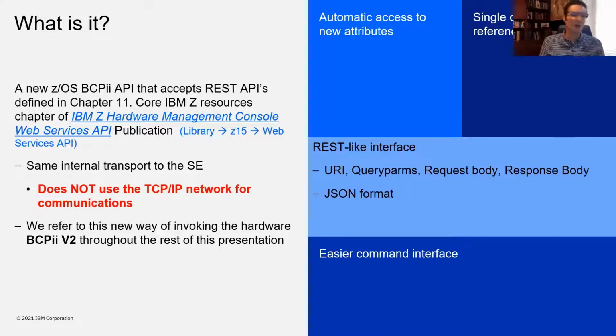And now there's also a REST-like interface. This interface is more intuitive to folks that are used to doing REST. You don't have to learn a whole new methodology of how you program BCPii. You're going to be able to use the same interfaces that you're used to using in many other applications, because you're going to be using a REST-like interface. There's going to be a URI that you specify, query params, a request body, and a response body. The data is going to be coming back in JSON format, and much more. So the bottom line here is that you're going to have additional flexibility to control that.